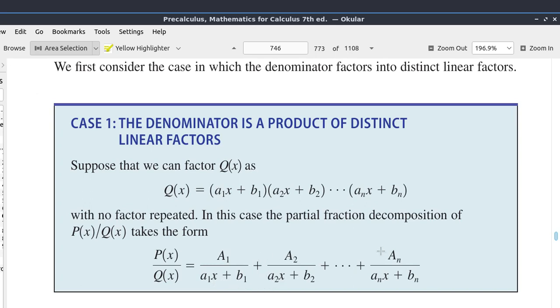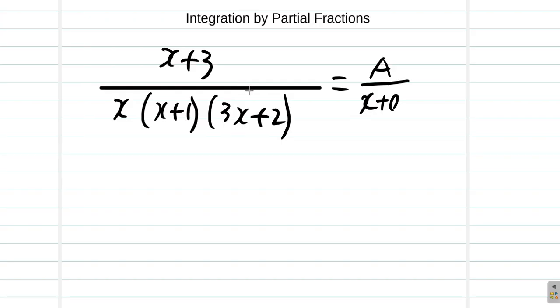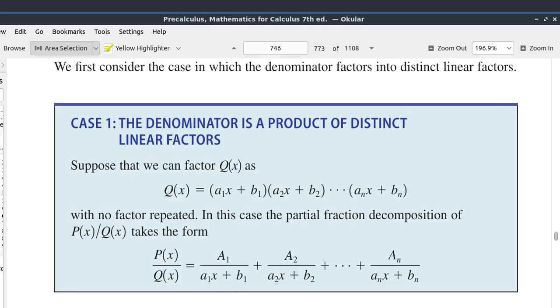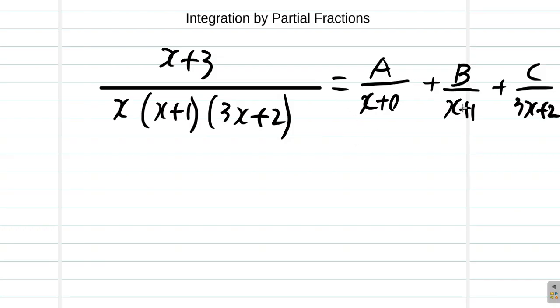They use a2 and so on, but I'll just use b and c, as is usually the case when you're working it out. So you're going to write this in the form a over x plus 0, plus b over x plus 1, plus c over 3x plus 2. Alright? That's the form that you will write when you are going to figure out what the partial fraction is. And then, of course, you would work out to find a, b, and c.